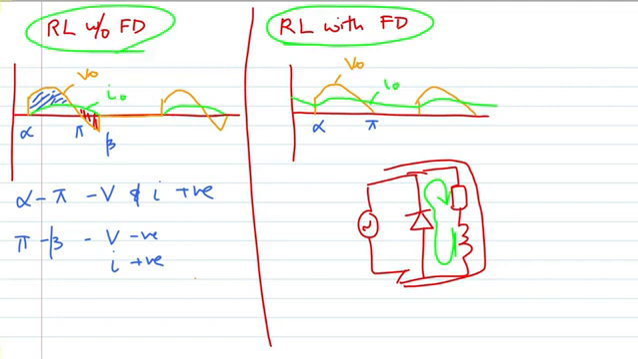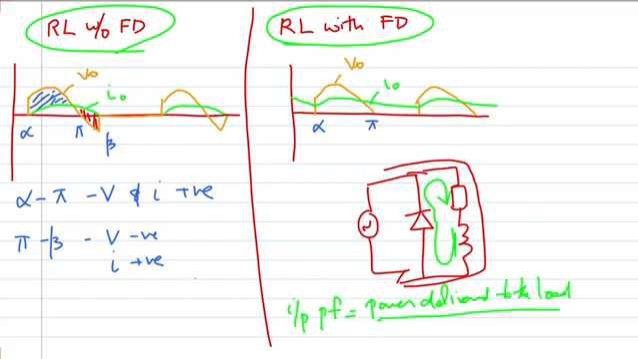And also you can note down the input power factor. So your input power factor is nothing but power delivered to the load divided by input volt ampere. And therefore, with the use of the freewheeling diode, the power factor is much more improved.